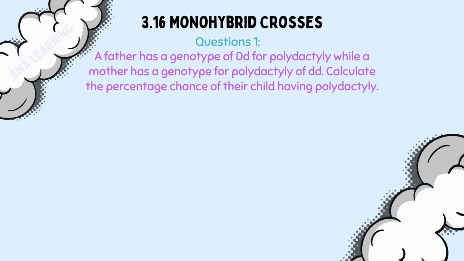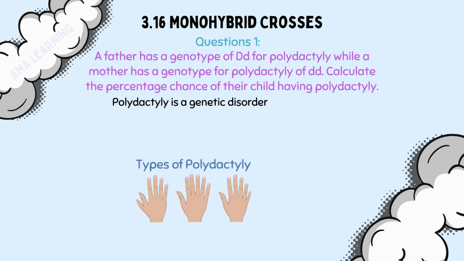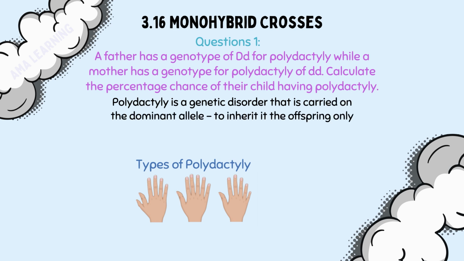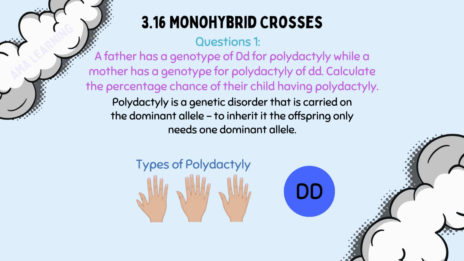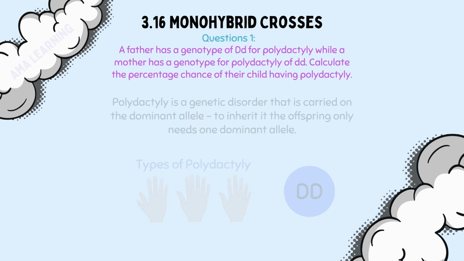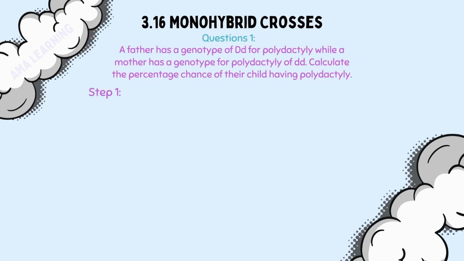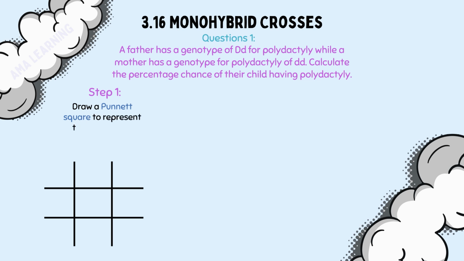It is important to note that polydactyly is a genetic disorder that is carried on the dominant allele. To inherit it, the offspring only needs one dominant allele. The following are the steps to answering this question. Step 1. Draw a Punnett square to represent the alleles from each parent. The father is heterozygous for polydactyly, which is a dominant trait, capital D and lowercase d. The mother is homozygous recessive, two lowercase d's.